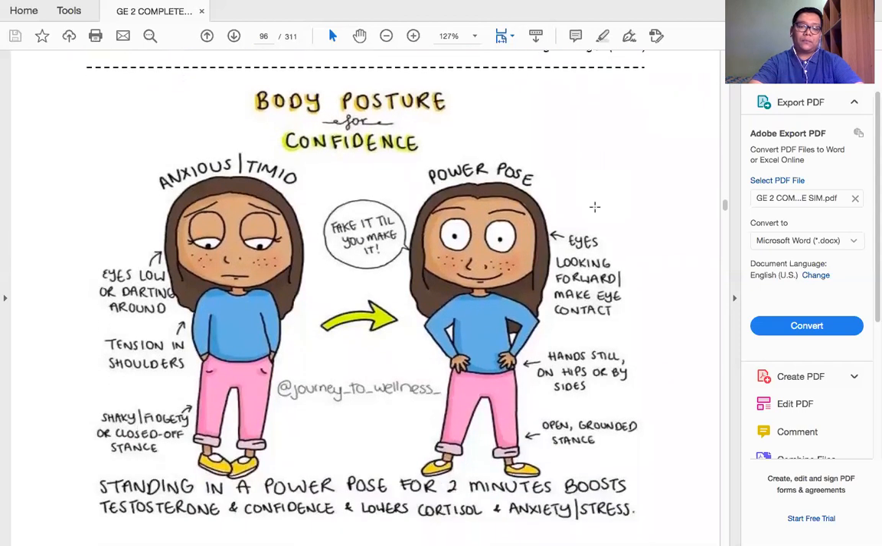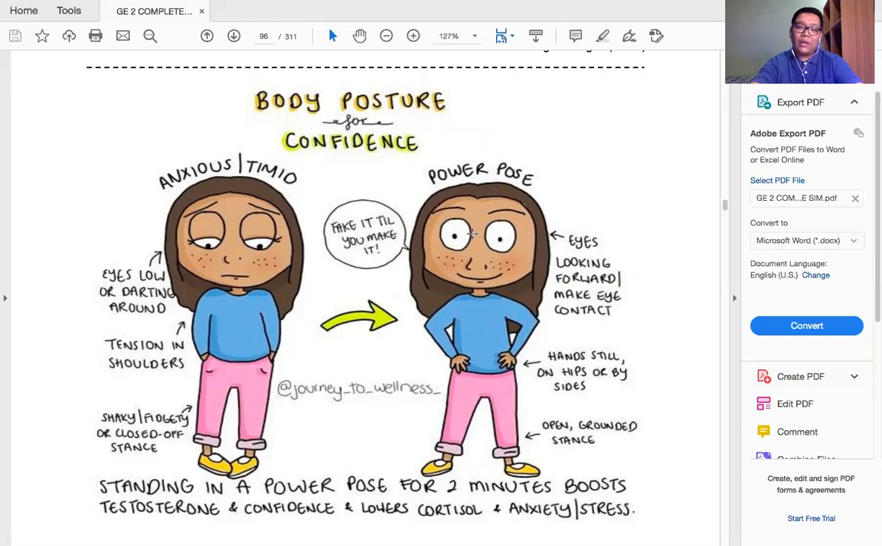Take a look at the first image. The first image reflects a girl who is anxious or timid. Signals of being anxious or timid are eyes low or darting around, tension in shoulders, shaky or fidgety or closed off stance. However, if you have that confidence in you to speak in front, then definitely you'll have the power pose as evidenced in the second image.